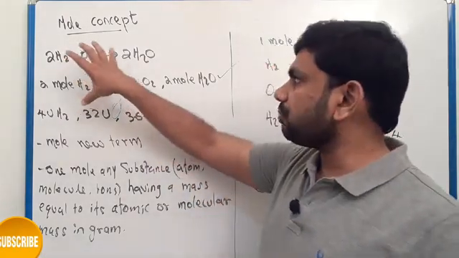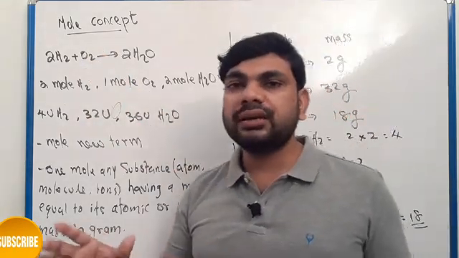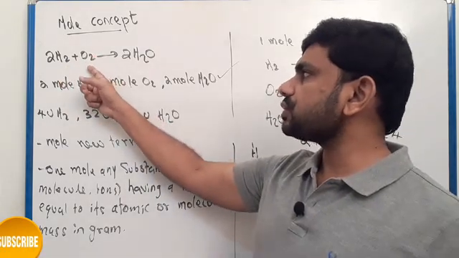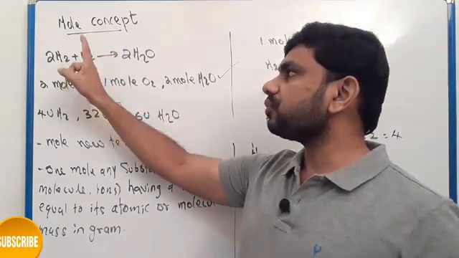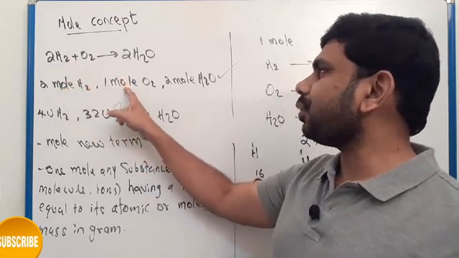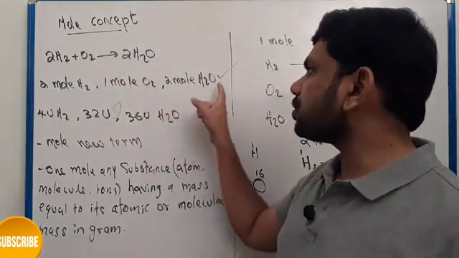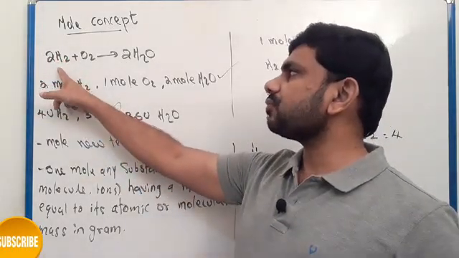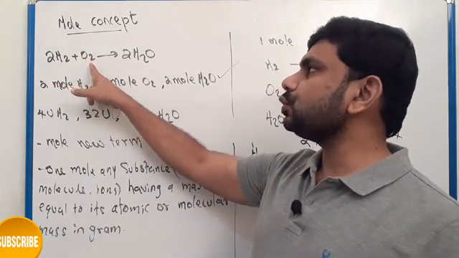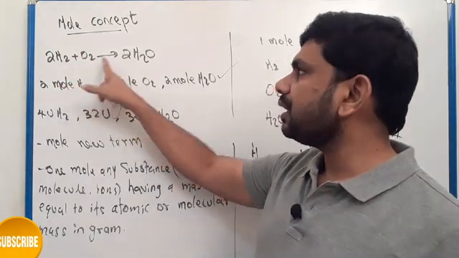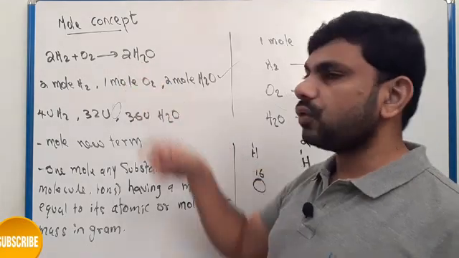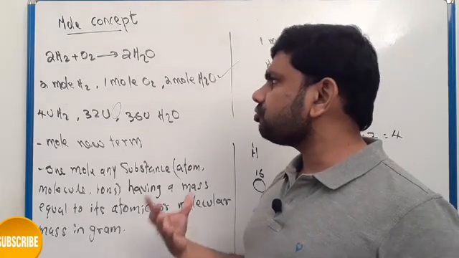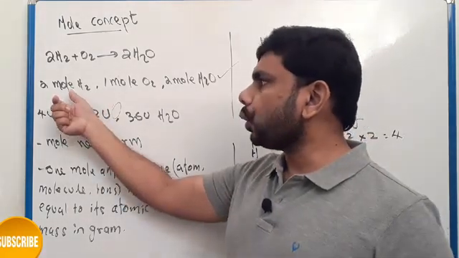Okay, so from this balanced equation we can say it in a different way. 2 moles of hydrogen reacted with 1 mole of oxygen to form 2 moles of H2O. Or we can say 4 unified mass of hydrogen reacted with 32 unified mass of oxygen to form 36 unified mass of water. Clear? So here scientists introduced a new term, mole.